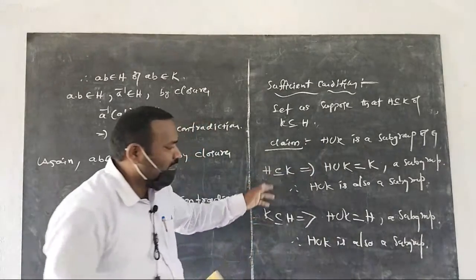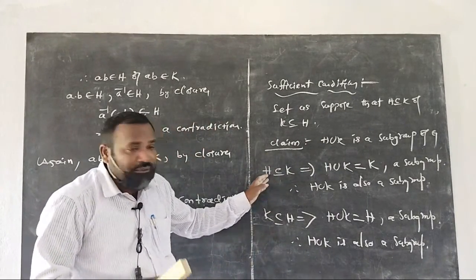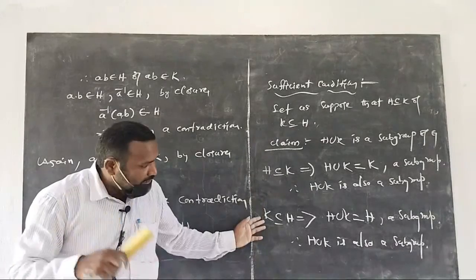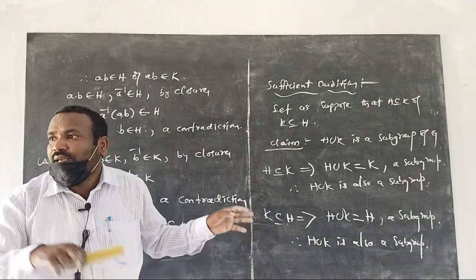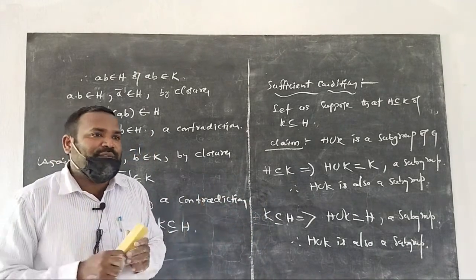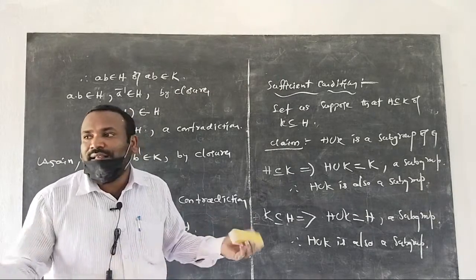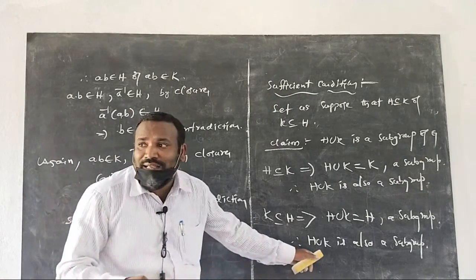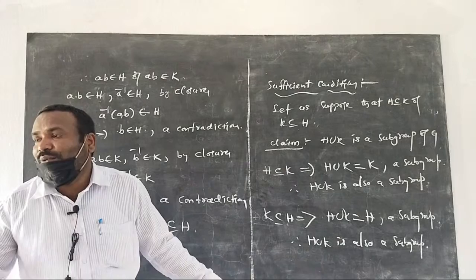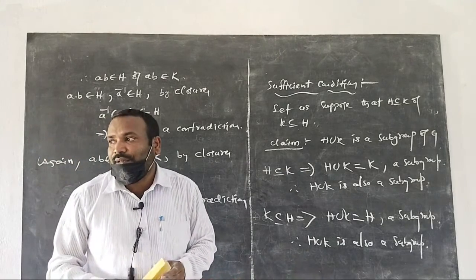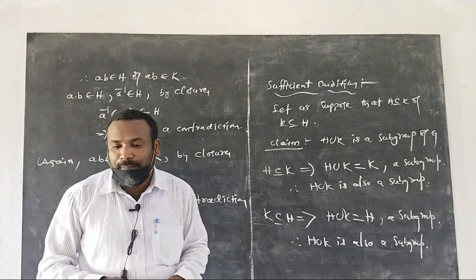So in both cases, if H is a subset of K or K is a subset of H, in both cases H union K is a subgroup of G. అంతే కదా, H union K is a subgroup. అదే రాసుకోండి. In both the cases H union K is a subgroup of G. That is the end of the sufficient part అన్నమాట. ఓకే, వెళ్ళండి.